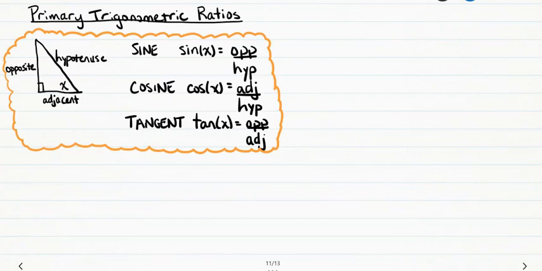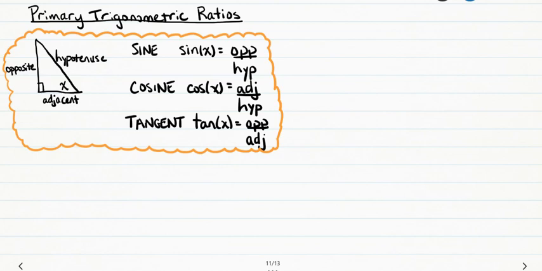Hello, this video is going to introduce you to the primary trigonometric ratios. Each of these trigonometric ratios is a relationship between an angle and some of the side lengths of a given triangle. And specifically, primary trigonometric ratios are relationships between sides and angles in right triangles. So we're talking about only triangles that have a 90-degree angle in them.